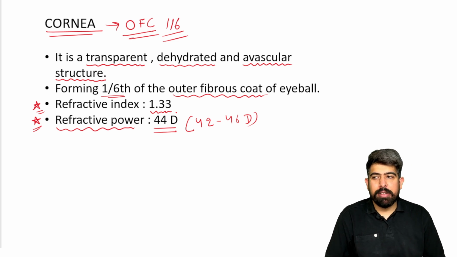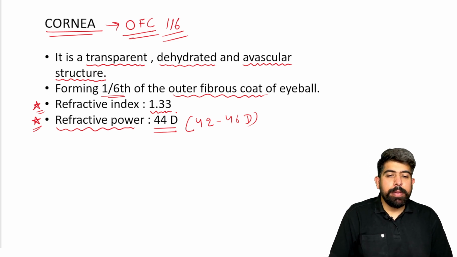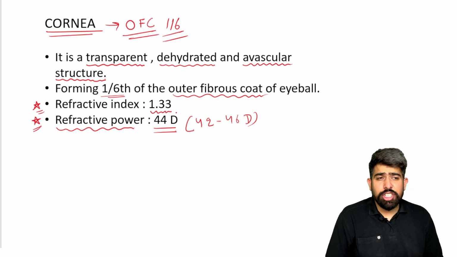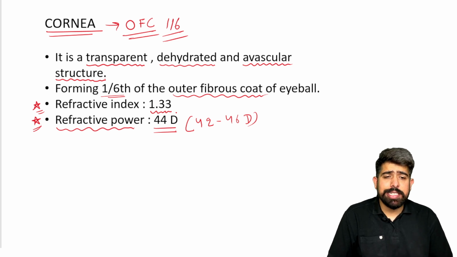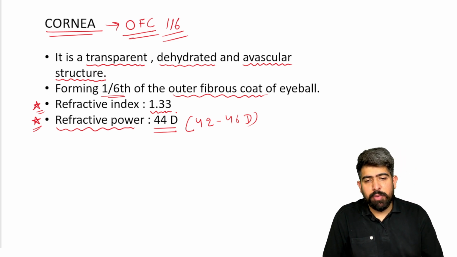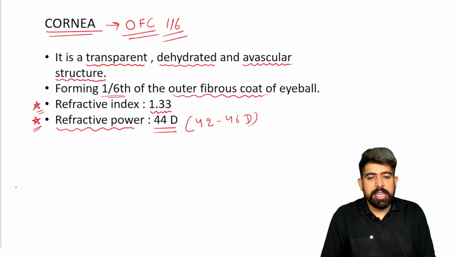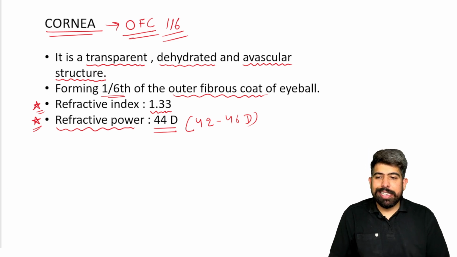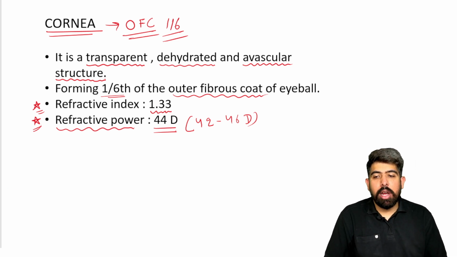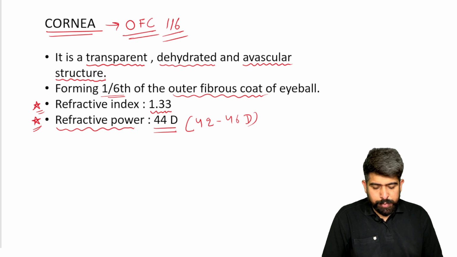If I take a range, the range is from 42 to 46 diopter, and the value is 44 diopter. Just remember it. If the MCQ asks for the range, mark the range. If the options are given as 40, 42, 44 and 46, just go with 44. If they are asking for a single answer, go with 44. Okay, let's move forward.